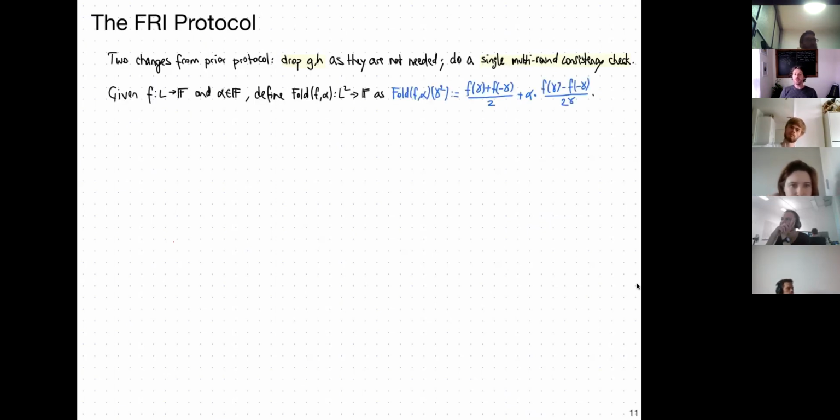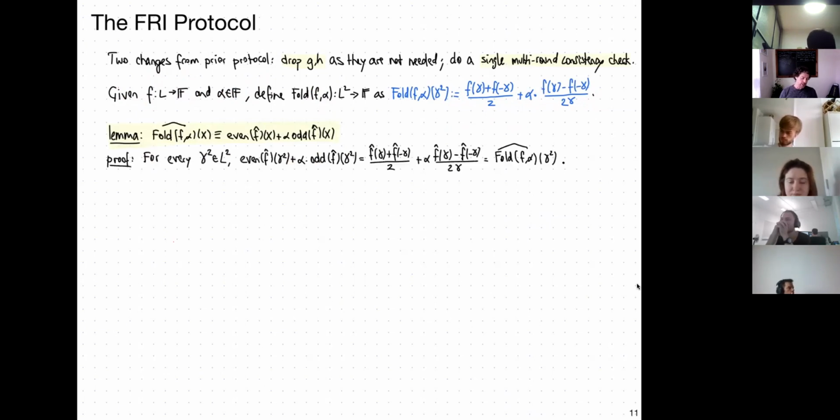So first of all, just to make things a bit more concrete, what do I mean by this folding? Let's formally define it. Given some function f that I care about and some random folding element, we'll define to fold f using randomness alpha as follows. We'll have this term, which we'll see in a second corresponds to the even polynomial, and this part, which would be alpha times the odd part.